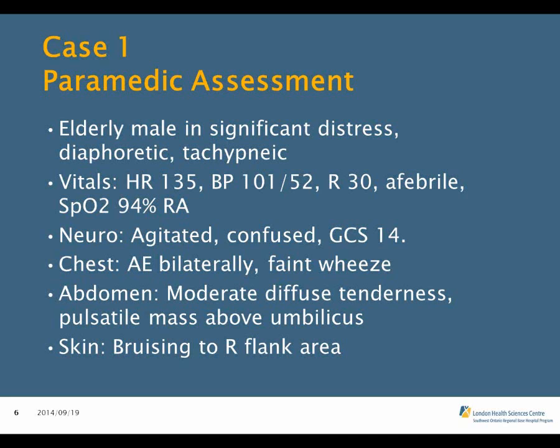Neurological exam reveals that he's agitated and confused with a GCS of 14. Chest examination is normal with air entry bilaterally. He has a faint wheeze, and his abdomen shows moderate diffuse tenderness with a pulsatile mass above the umbilicus. And you appreciate on his skin, there's bruising to the right flank area.